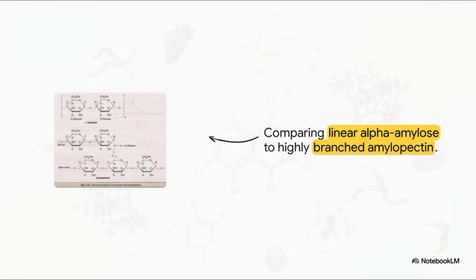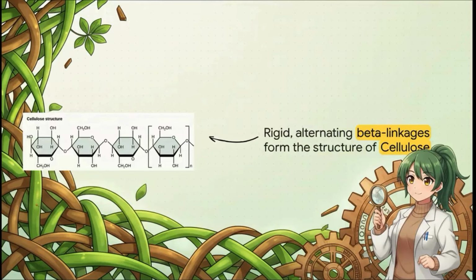Because of that, a single amylopectin molecule can contain thousands of glucose units branching out, literally, like a microscopic tree. It's just an incredible piece of biological engineering. Now, if you change that bond just slightly, you get something entirely different. Cellulose. Like amylose, cellulose is a linear, unbranched polymer of glucose. But instead of alpha linkages, cellulose uses beta-1,4 linkages.